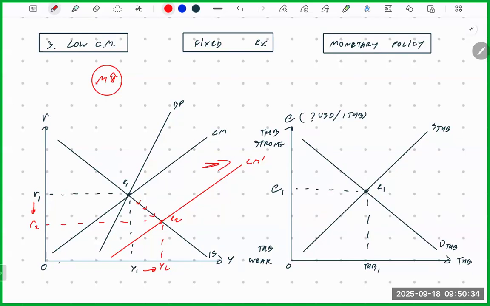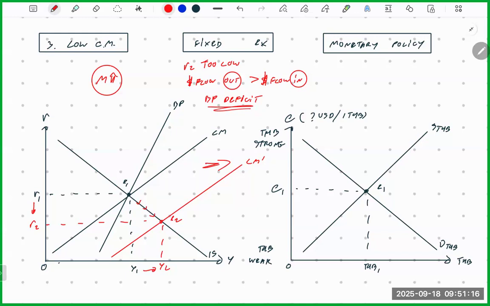Then focus on the new equilibrium point E2. The new equilibrium point E2 is located below the BP curve. Then what happened? The real interest rate R2 is quite too low, right? Then what does it mean? The money is going to flow out more. Money flows out more than money flows in. Then the balance of payments becomes a deficit.